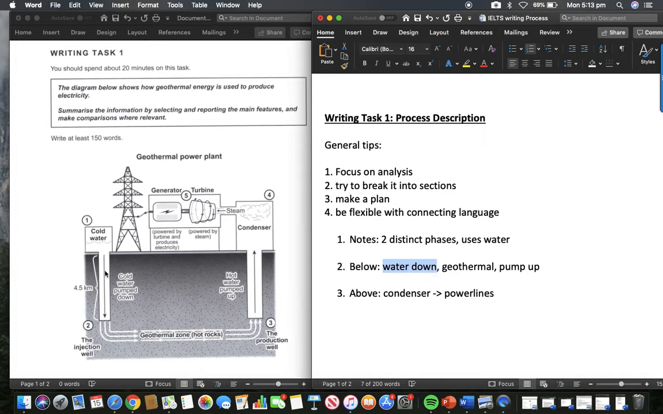Water down, you can see here, the water gets pumped down. Geothermal, that's this zone here. And then pump up, the water goes back up. Secondly, or I guess the final paragraph, we've got above ground, condenser, through the generator to the power lines. I kept this one a bit simpler. As I said, my other videos are more complicated just because there's not a lot of data.